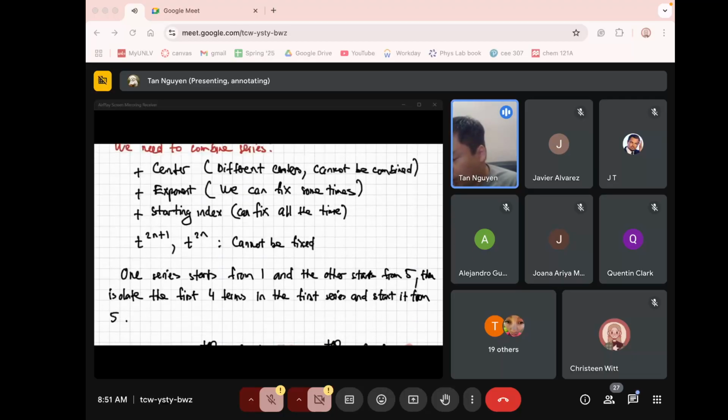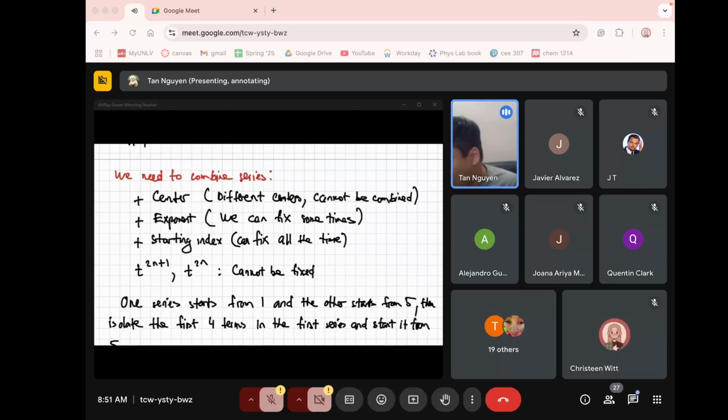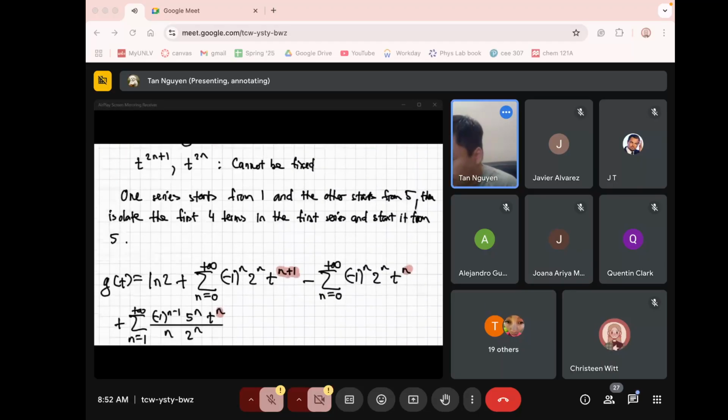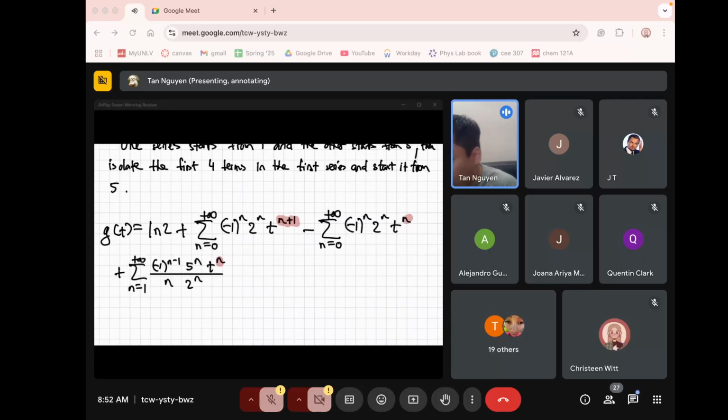By the way, between the starting index and the exponent, you always fix the exponent first. Always fix the exponent first. Fix the starting index at the end. Okay, so to fix the exponent, I have to make this n. And the way I'm going to do that, I'm going to replace n by n minus 1.